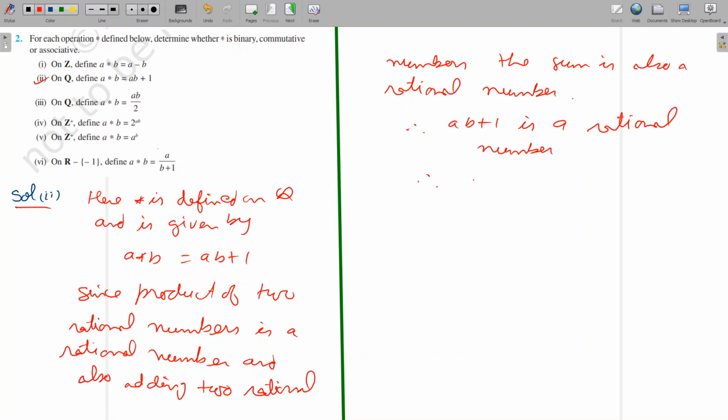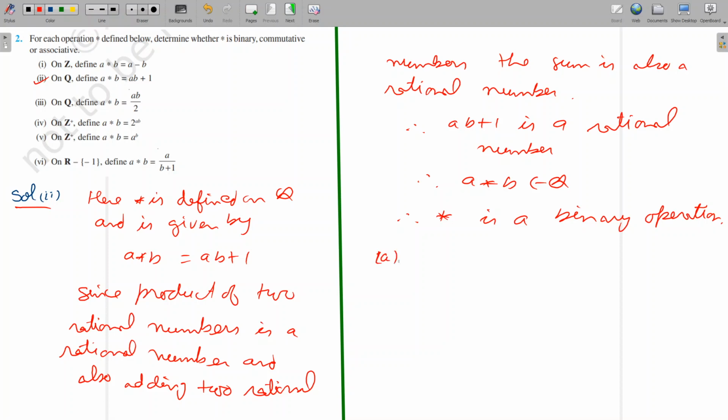Therefore, we can say that A star B belongs to Q. Therefore, star is a binary operation. Now, let us check whether star is commutative or not.